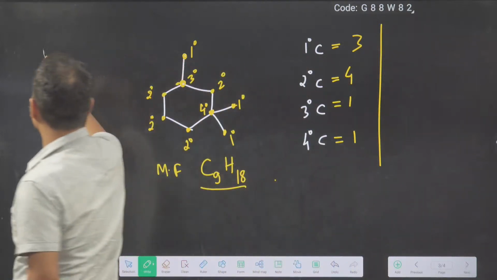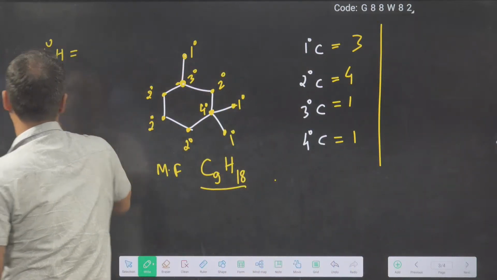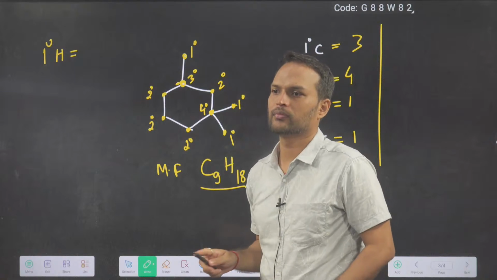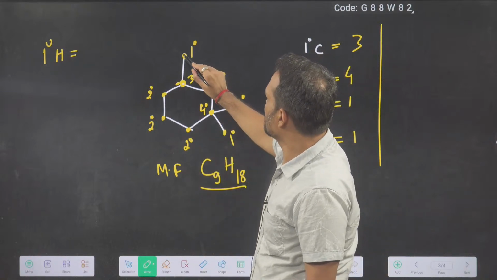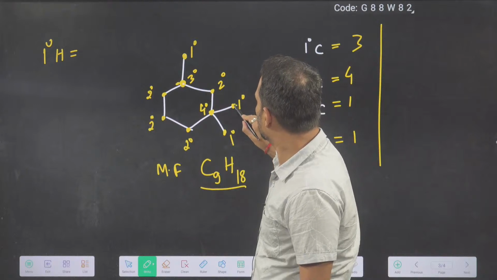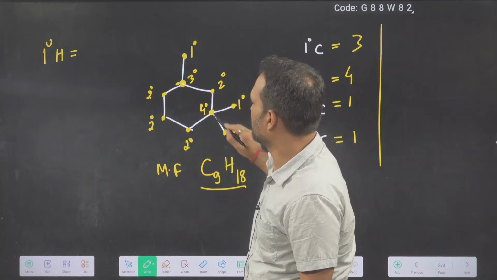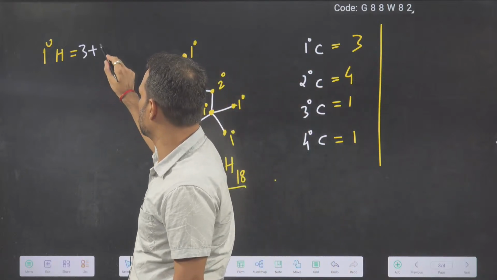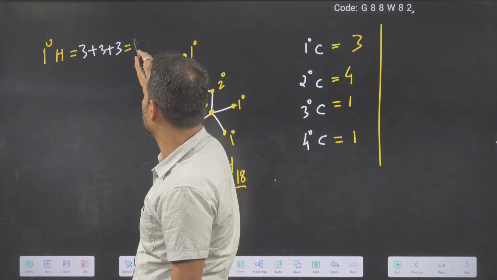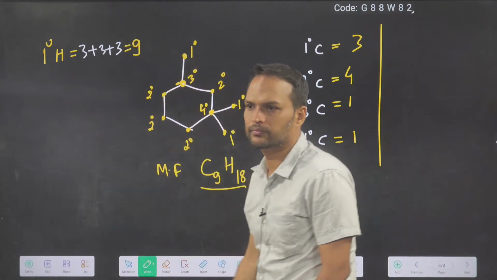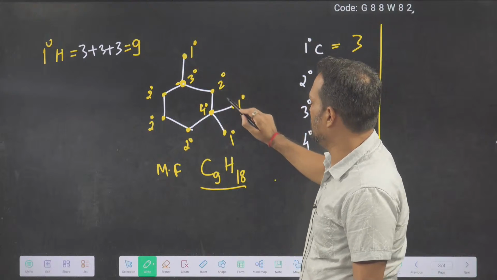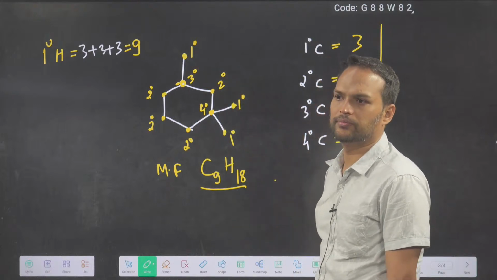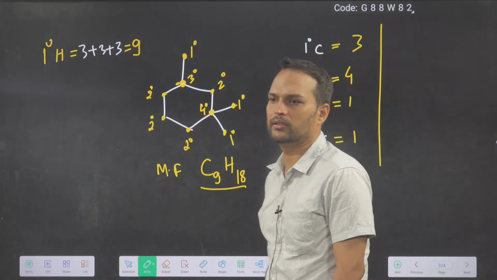So can you tell me how many 1 degree hydrogen? You will say, sir, 3 here, 3 here, 3 here. So what will you say? 3 plus 3 plus 3, total 9.